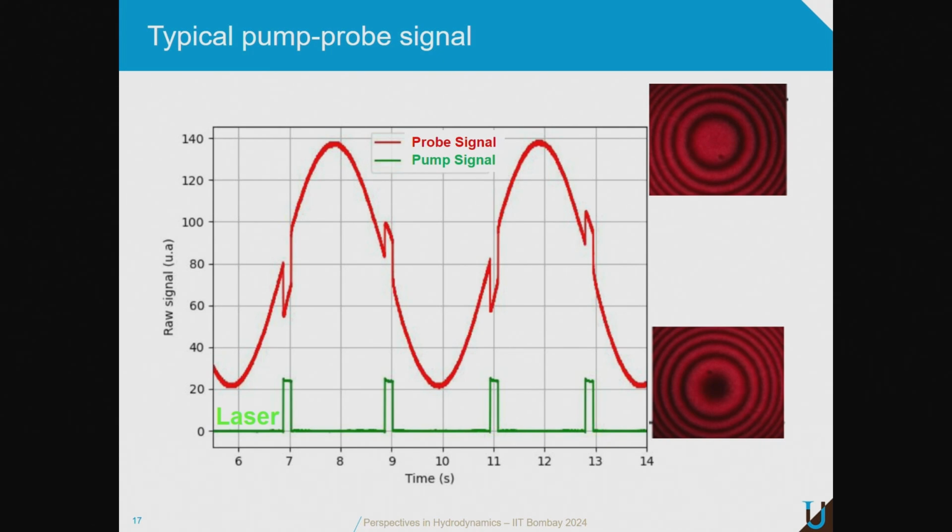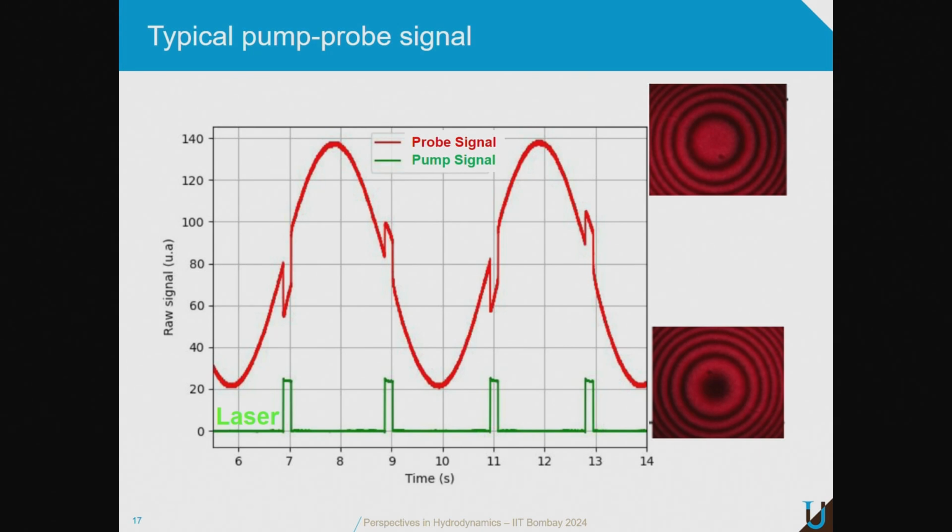Imagine that your drop is evaporating. Then you increase the path length, and so with time you will have this interference signal in between the light and dark rings. Each time, you shine the laser, you deform your interface, and you get a deformation like this, which are opposed, and we will analyze this deformation.